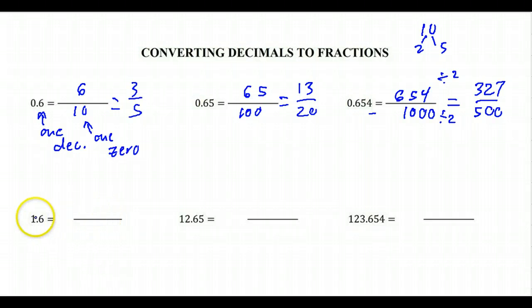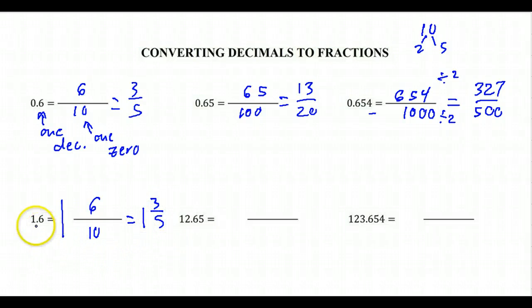That's it. Well, what if you have a whole part? So if we have 1.6, then what do we do? Well, you have an option. What I'm going to show you, though, is the mixed form. And then I'll show you the other form. So the mixed form is this. You have a whole part, which is 1. And then you have the fraction part, which was 6/10. And we already know 6/10 reduces to 3/5. So that's 1 and 3/5.